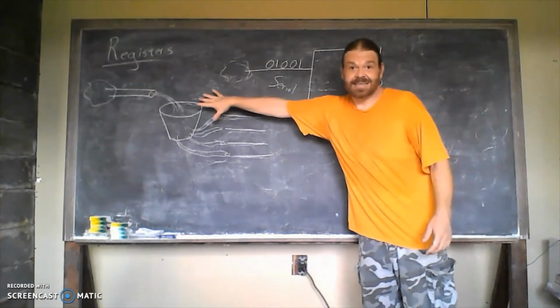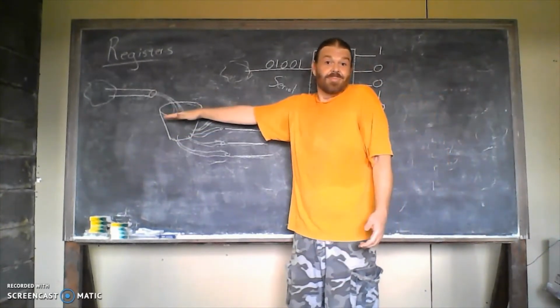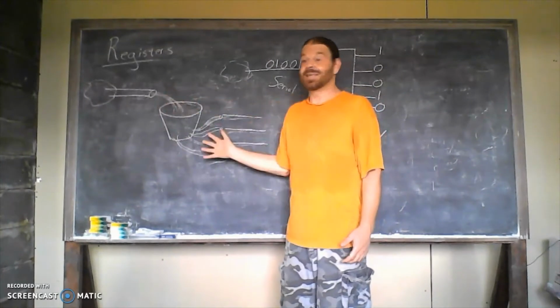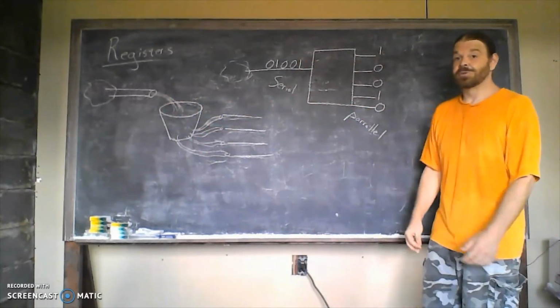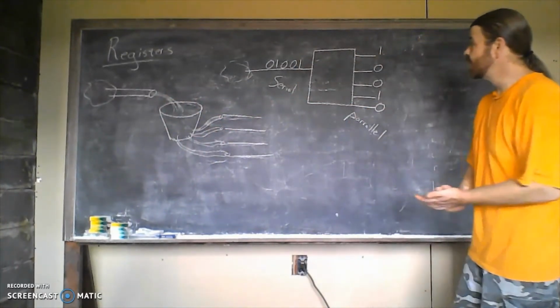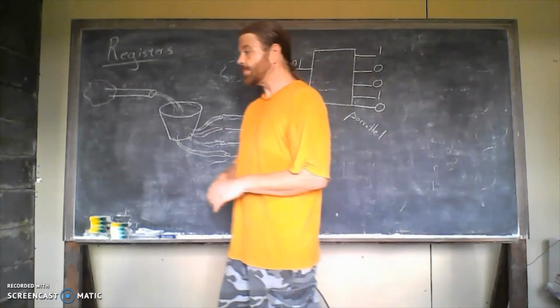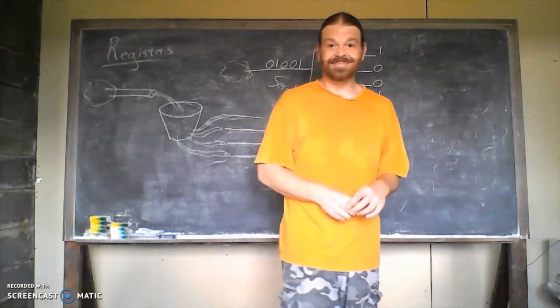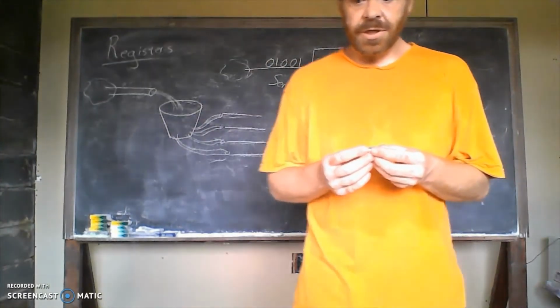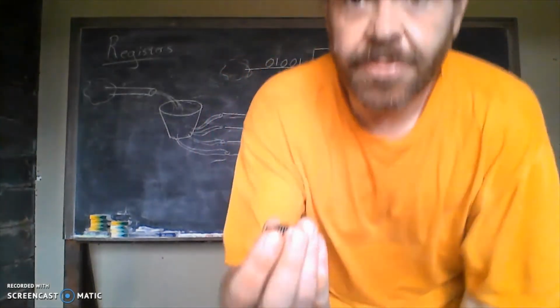I like this analogy. Just think of filling a bucket up with bits and then sending them out on their own thing afterwards. So it's a place to hold bits in a nice organized format so we can keep track of it. So let's look at the register I'm going to use for the example today.